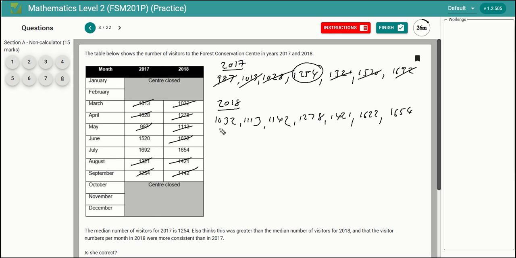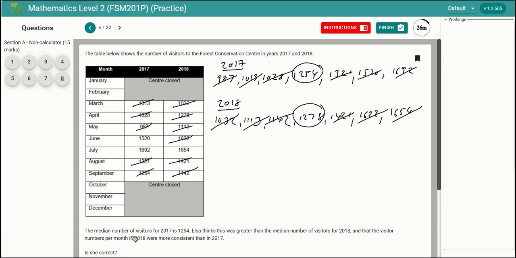Okay, so let's work out the median again. Chop one off each side until we get one in the middle. There we go. Okay, so the median was greater for 2018. So the median number of visitors was greater in 2018. So what does the question say?